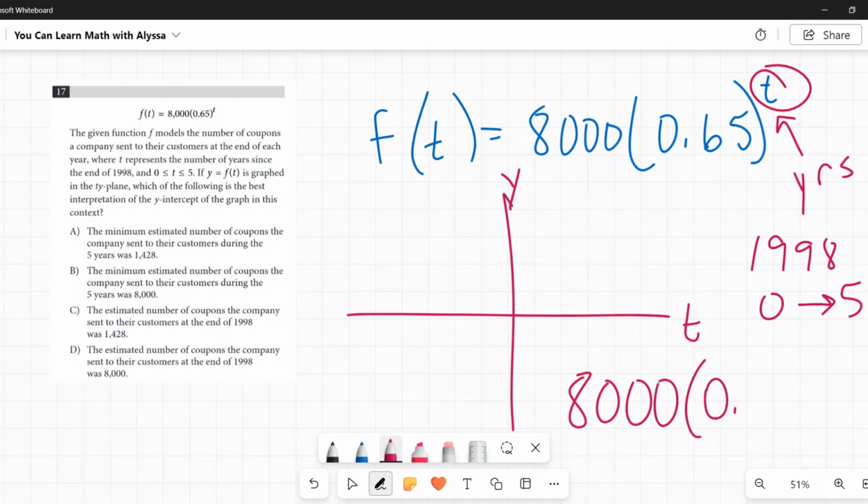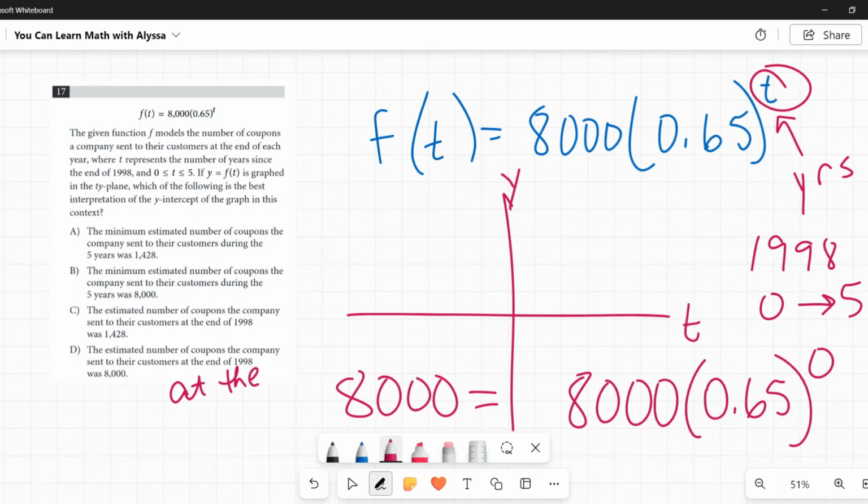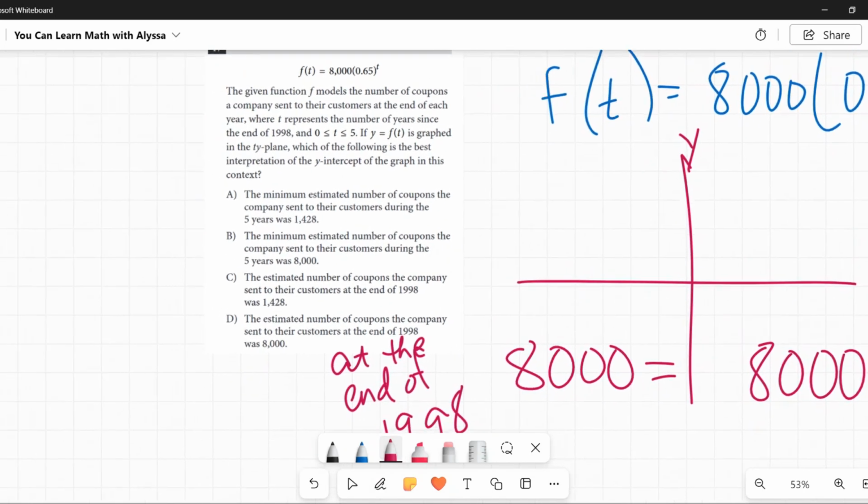8,000 times 0.65 to the power of t, t being 0. 0.65 to the power of 0 is just 1. Any number to the power of 0 is 1. So what's 8,000 times 1? It is 8,000. So at the end of 1998 the value was 8,000, and they said this models the number of coupons they sent. So we can say at the end of 1998, they sent 8,000 coupons. Okay, now let's look at our answers and see which of those most closely matches what we've just said.